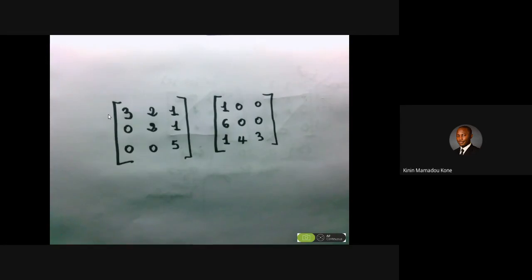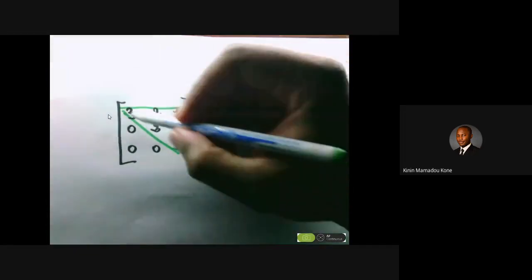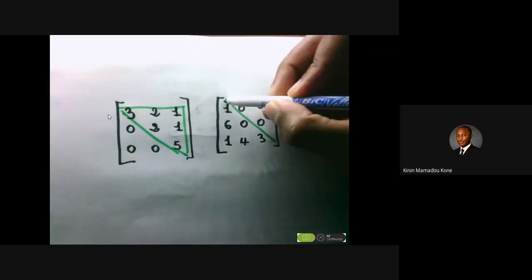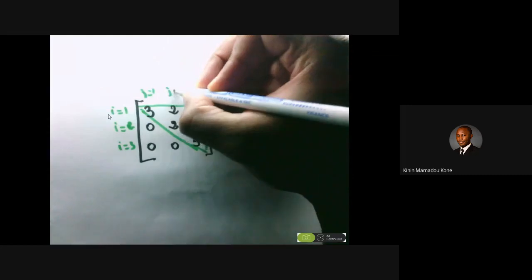Now you can notice something here. You have kind of like a triangle. The triangle is up there, and then you have a kind of like a triangle over here too. Here we can see that this is i equals 1, i equals 2, i equals 3, j equals 1, j equals 2, j equals 3.